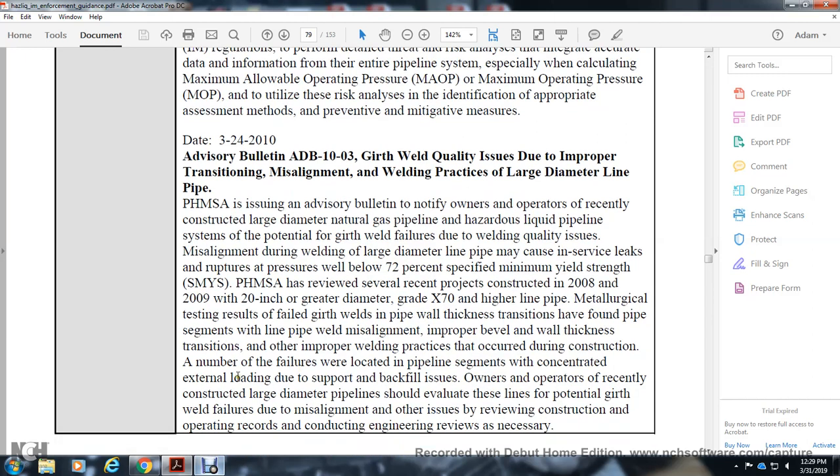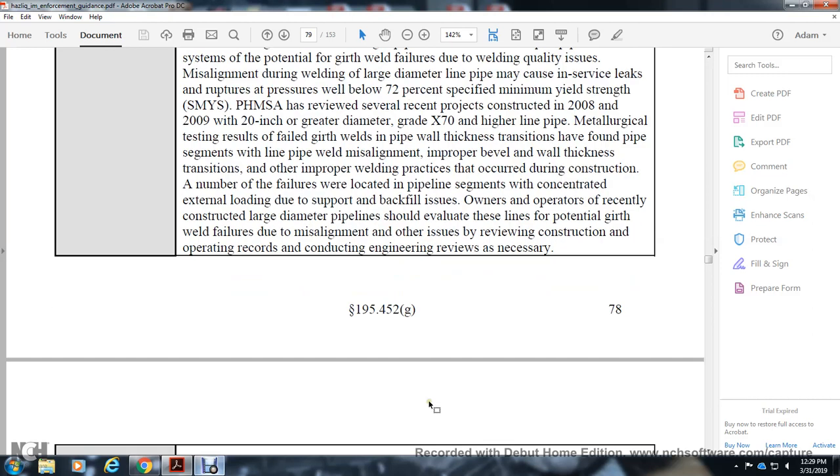The curve during the construction, a number of the failures were located with the pipe segment, the concentrated external load due to support back issue. The owners and operators recently constructed with a large diameter pipeline should evaluate these lines for the potential growth of the weld failures due to the misalignment issue. The review of the construction operative record with conducting engineering reviews as necessary.